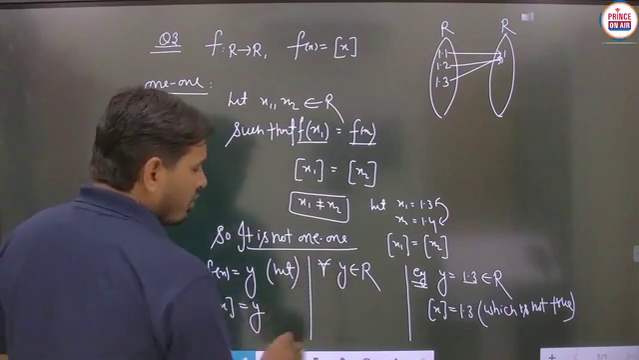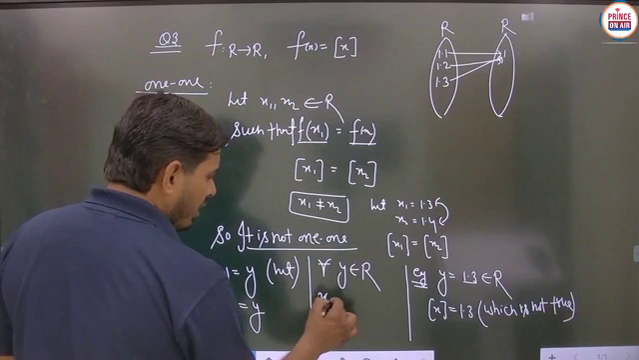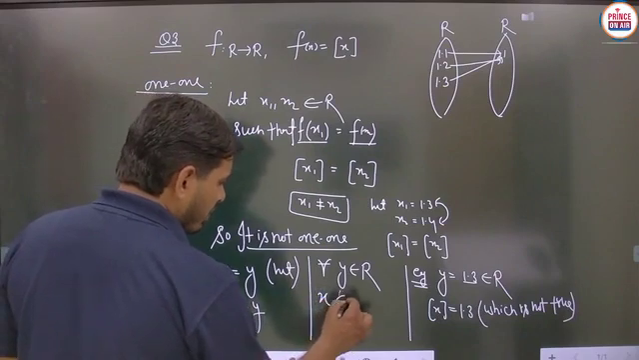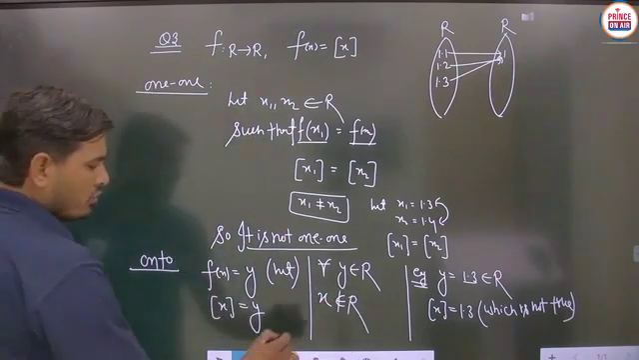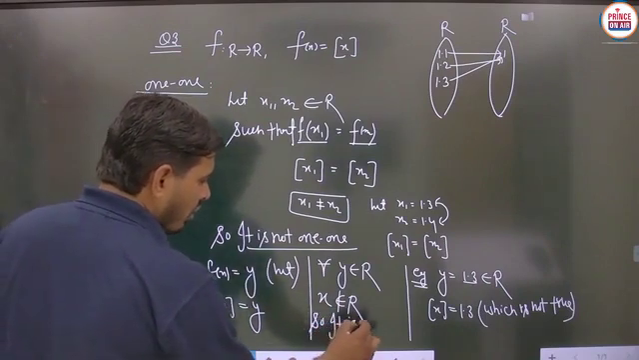So x belongs to R, then x does not belong to R. Is it clear? So it is not onto.